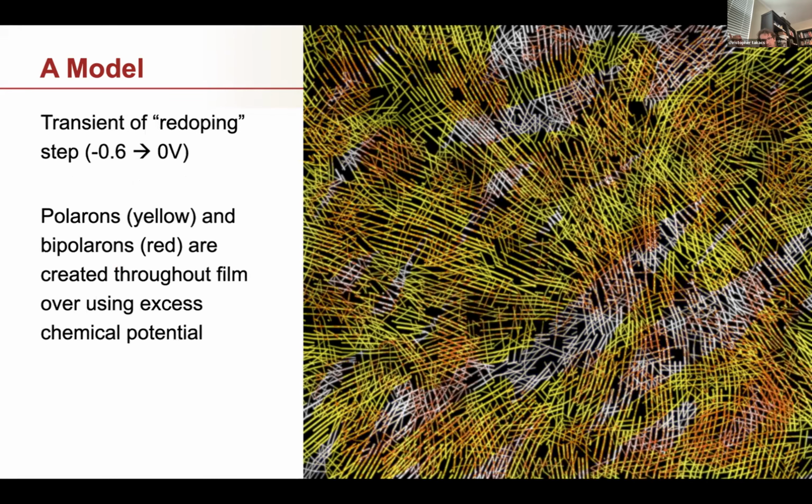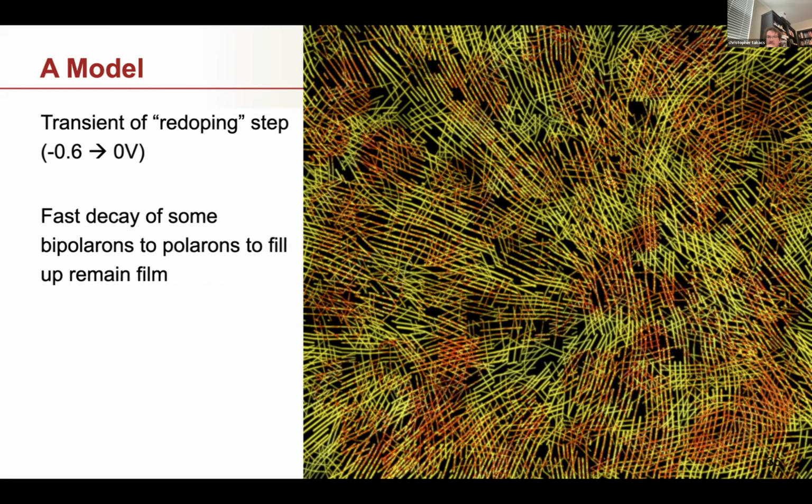As we go into this redoping phase, effectively we have all this excess chemical potential energy, which means that we can activate pretty much any site at random through the film because of the overpotential. And so we're actually going to form polarons in a lot of places and potentially even an excess of bipolarons as well.